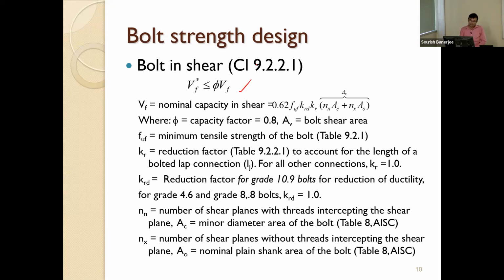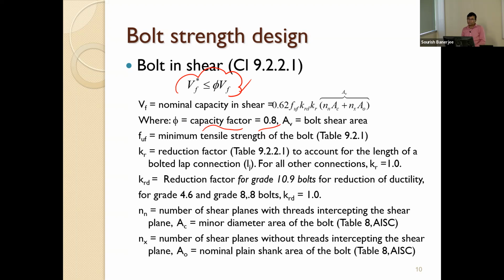What it says is that when the bolt is subjected to shear, we have this basic equation in the design, where, if you recall, as I've said, the left-hand side is the applied shear force, that's why it is V_f*, which must be less than or equal to the nominal capacity of shear of the bolt. Now, the nominal capacity of shear, you can see V_f, is multiplied by the capacity factor 0.8.